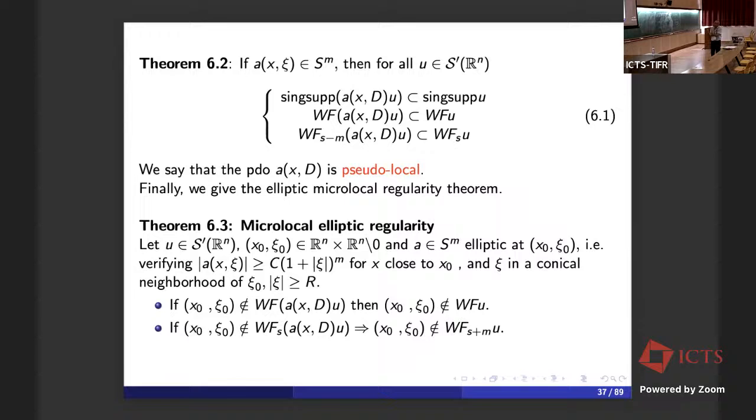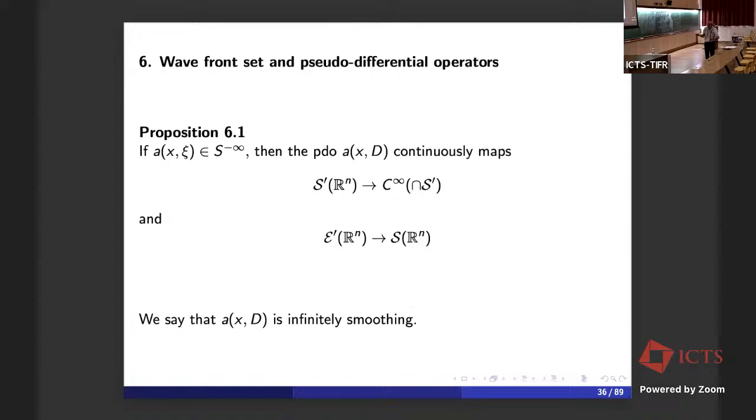We can summarize now all the results we obtained. Finally, if A is a symbol in the class S^m, the singular support of Au is contained in the singular support of u. We saw this because, look, when you take a point which is not in the singular support, near this point, you are sure that u is regular. So we know that Au is also regular.